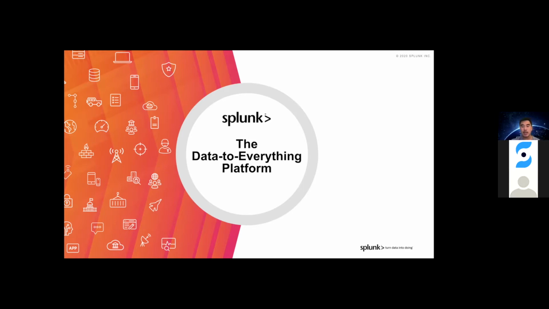So to become the best data to everything platform, Splunk has definitely realized the importance of stream processing. As you can imagine with all the icons on this screen, data arrives from a variety of sources, and data arrives continuously in a stream.